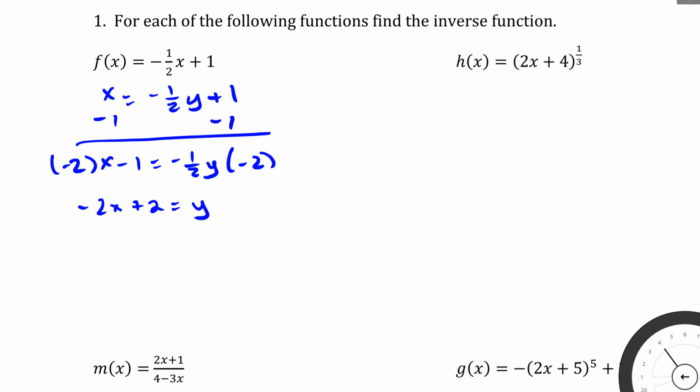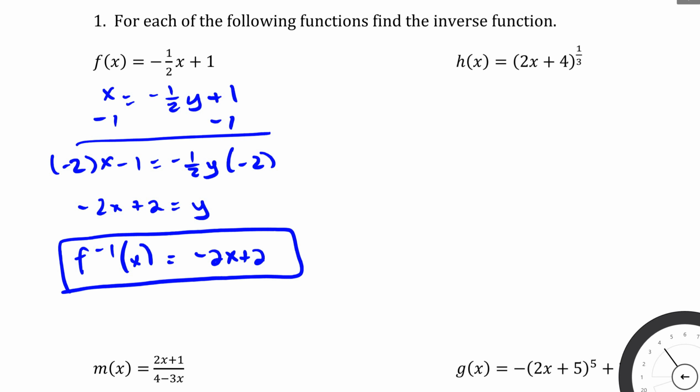Then we can say, because this is an inverse function, we'll put it in our correct function notation. And there's our answer for number 1, f of x. That one wasn't too bad. All right, so let's look at h of x.